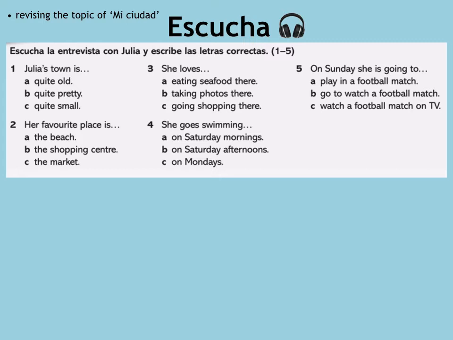Because quite often in a test or in an exam, the instructions will be in Spanish. So look at the activity. It looks to me like it's multiple choice. So what it's telling you to do is listen to the interview with Julia and write down the correct letters. Okay, so you write numbers 1 to 5 and then you listen and you decide for each one, is it A, B or C? Buena suerte.